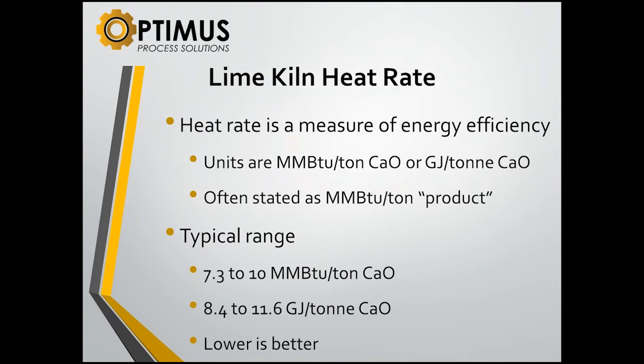The lime kiln heat rate is a measure of the energy efficiency. The units are million BTU per ton of lime or gigajoules per ton of lime. It is often stated as million BTUs per ton of product. Typical range is anywhere from 7.3 to 10 million BTU per ton, or 8.4 to 11.6 gigajoules per ton. Obviously, lower is better.